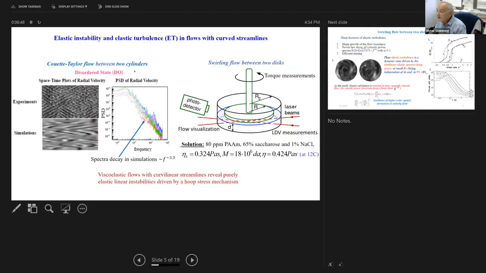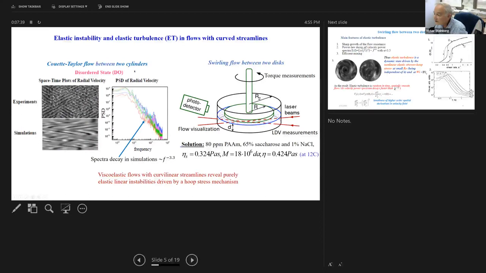First I will say several words about the most investigated case in detail, the elastic instability and later elastic turbulence in flow with curvilinear streamlines. In this case, we have a very well-known mechanism built on hoop stress. Hoop stress is mostly the first normal stress difference, which is the difference between components of the elastic stress tensor in the direction of flow and perpendicular to the direction of flow. Usually the component perpendicular to the direction of flow is very small. Therefore, everything will be defined by the part parallel to the streamwise velocity.